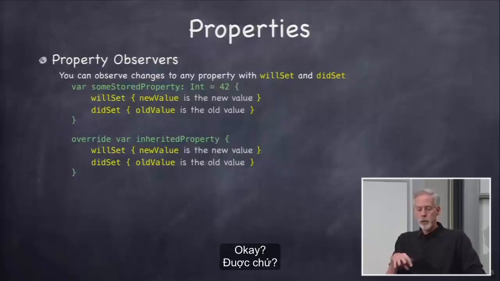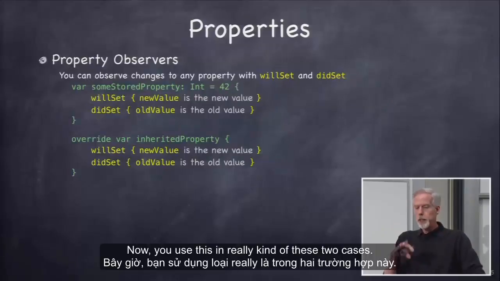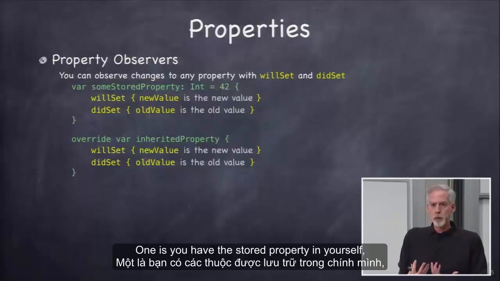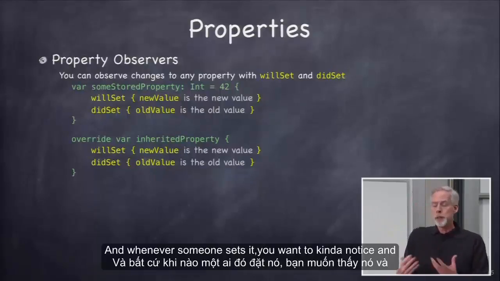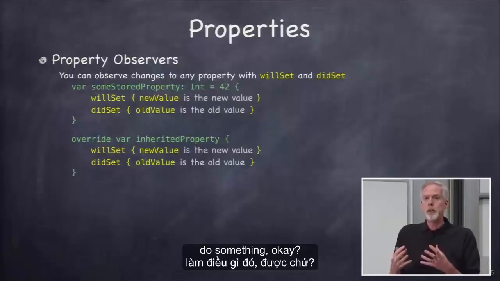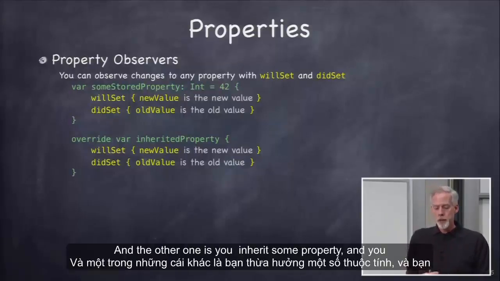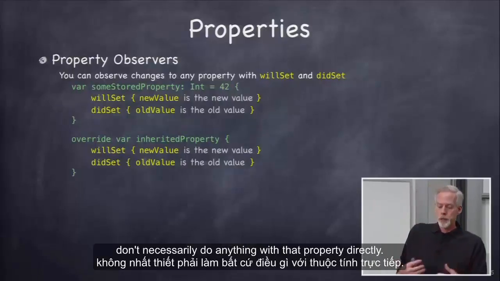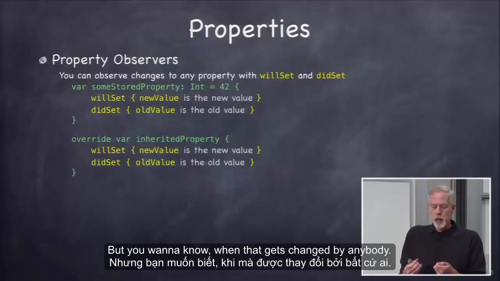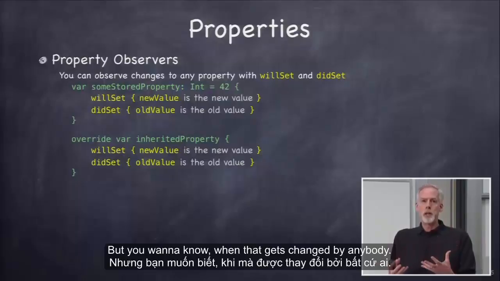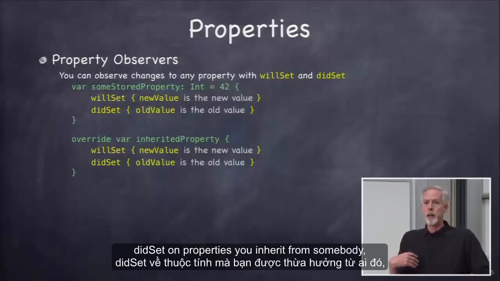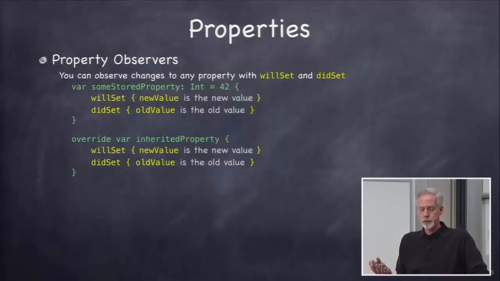Now, you use this in really two cases. One is you have a stored property in your own class, and whenever someone sets it, you want to notice and do something. The other one is you inherit some property, and you don't necessarily do anything with that property directly, but you want to know when it gets changed by anybody. So you can even do willSet and didSet on properties you inherit from your superclass.